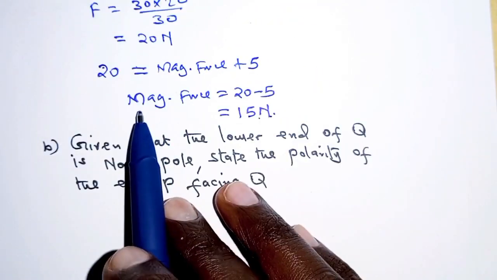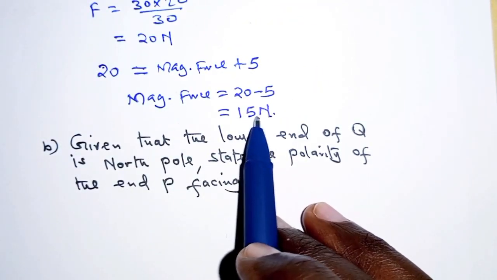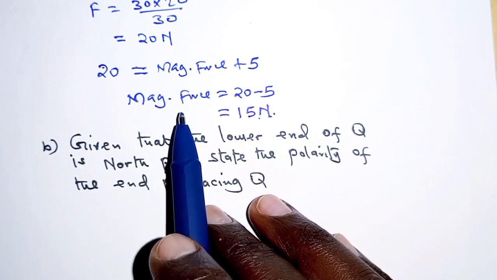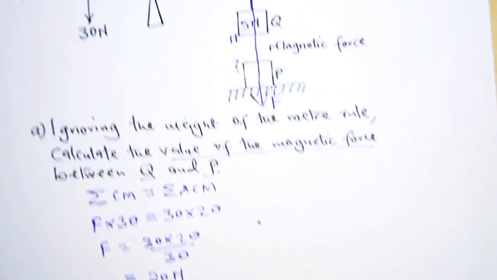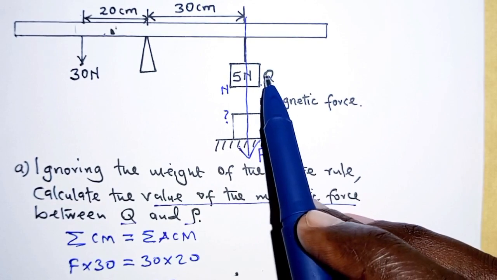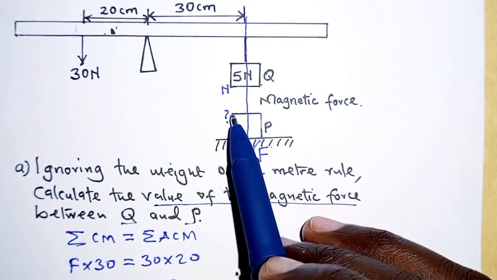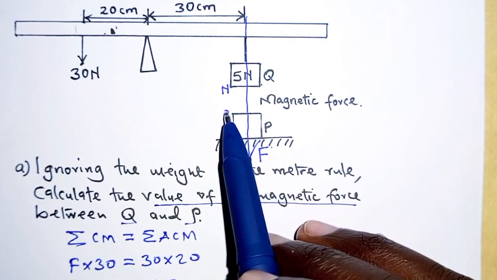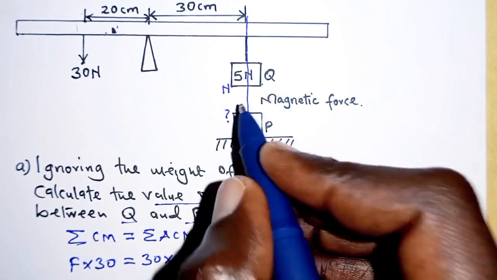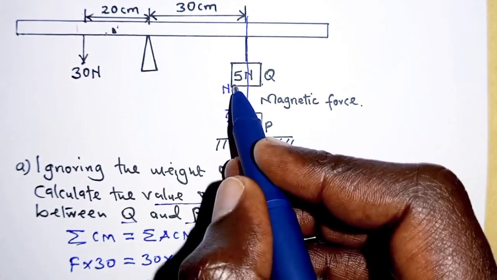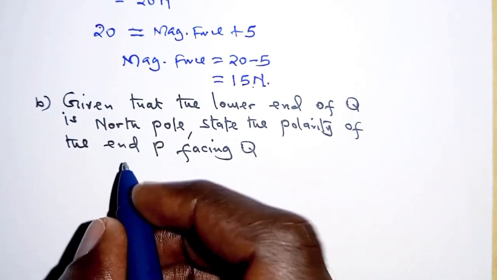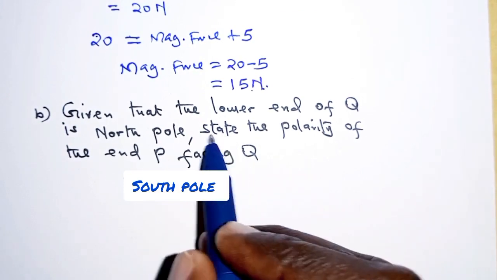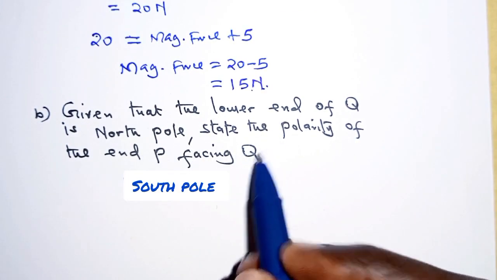Now, because the magnetic force is positive, that is positive 15 newtons, then we expect the magnetic force between P and Q to be an attraction. If we have attraction between Q and P, then it means these ends must have been having a different polarity. So if here is north, then this end is a south. So we have this is south and this other end north. So the answer to this part is south pole. Remember, we have to state the polarity of the end P facing Q.